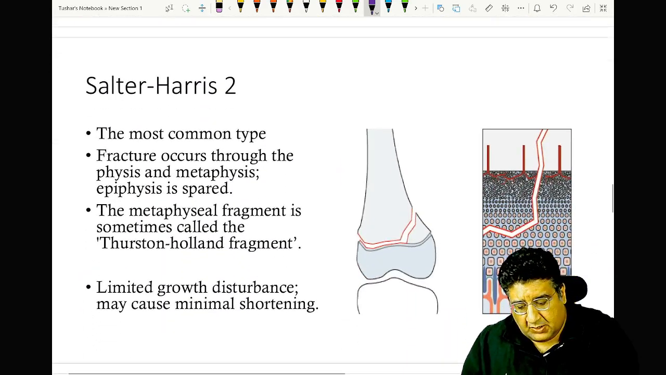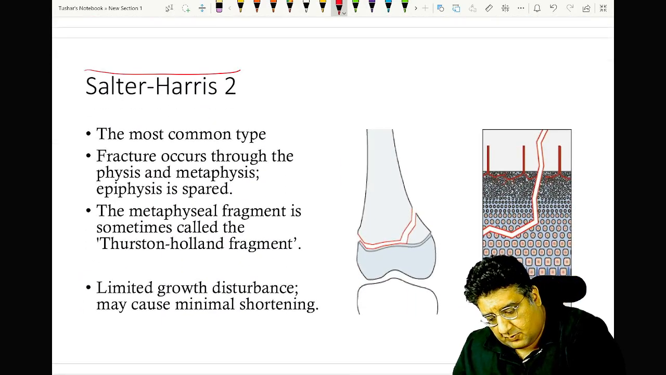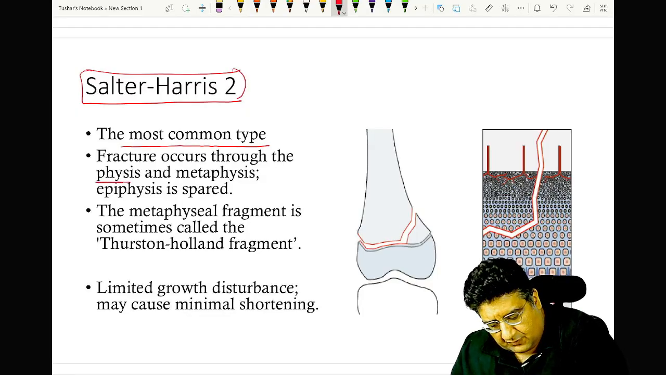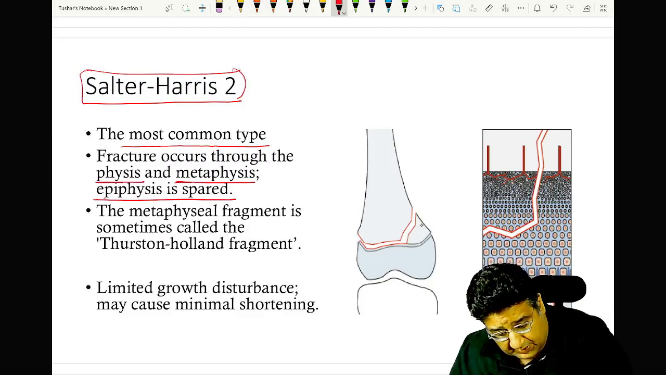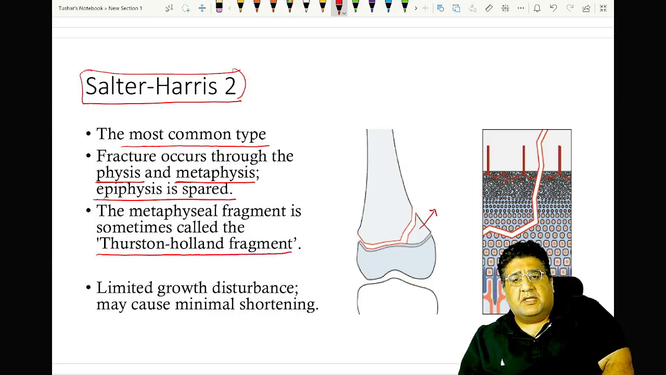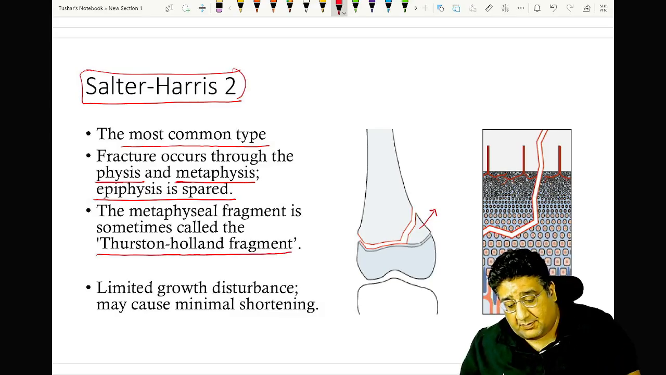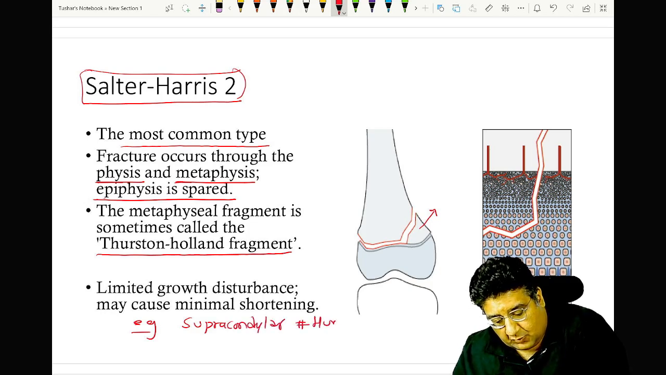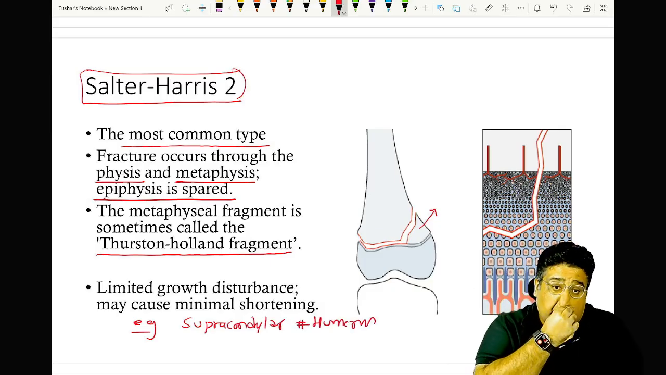Let me show you. So when we talk about Salter-Harris type 2, we have already discussed that it is the most common type. We have already discussed that it will occur through the physis and metaphysis. The epiphysis will be spared. But what is the most interesting part is this. This is a triangular metaphyseal fragment called Thurston Holland sign. This is Salter-Harris type 2, the most common type, and the classical example I want you to remember today is supracondylar fracture humerus.